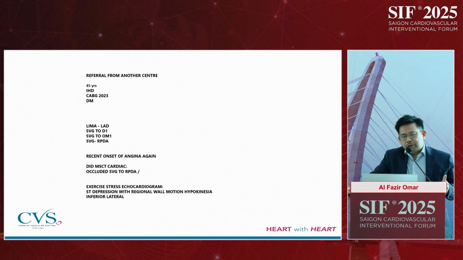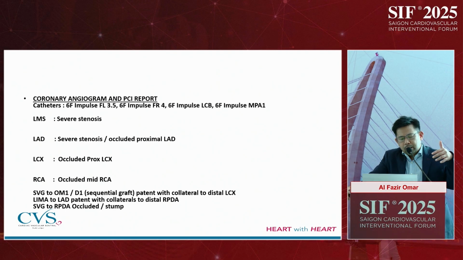Another guy, 45 years old, had a bypass 2 years ago. And he's a diabetic. 2 years after bypass at this young age, he comes back with angina. He has a LIMA to LAD, graft to the D1, graft to the OM, graft to the RPD. RPD was occluded already. CTO right. And so he had a distal RCA stenosis. LIMA to LAD is patent with collateral to the distal PD. And the graft is okay.